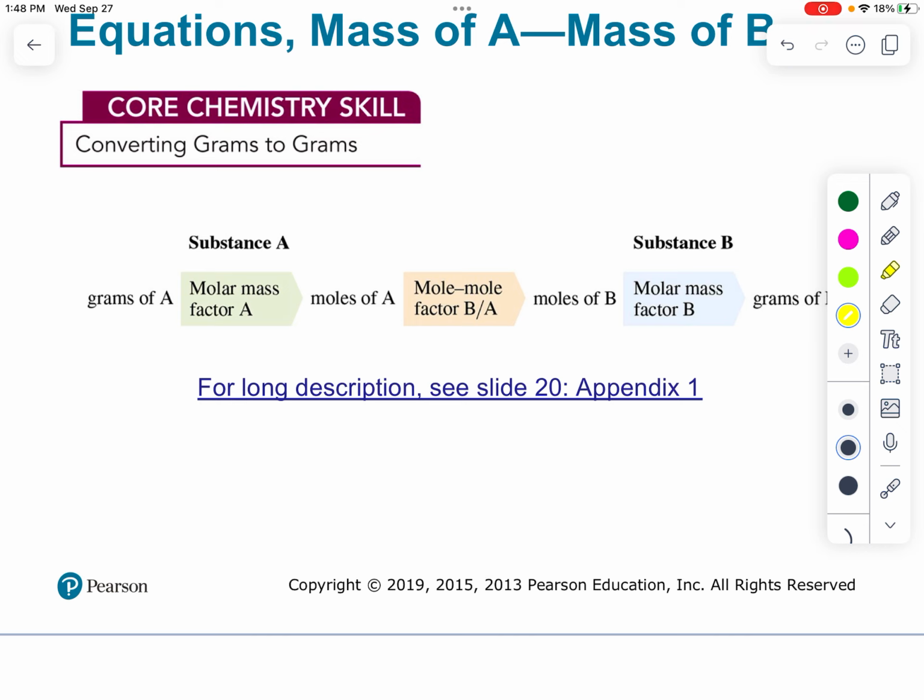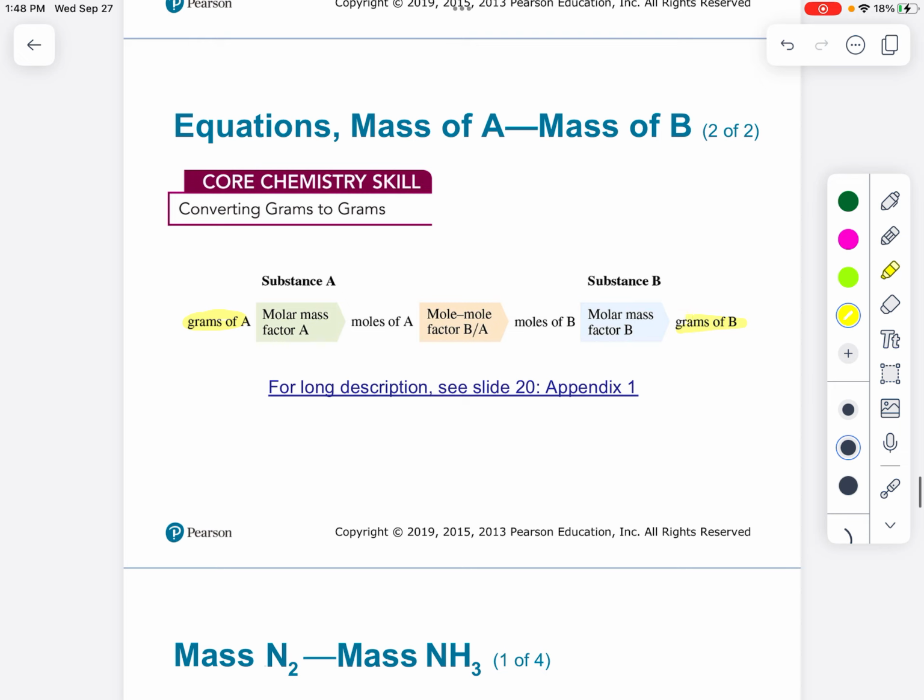And for that, you would go from grams of reactant, most likely, to grams of some other substance. Could be another reactant, could be a product. And we know how to do that. In between we have to go into moles of A and moles of B. You know how to go from mass to moles. We use the molar mass.